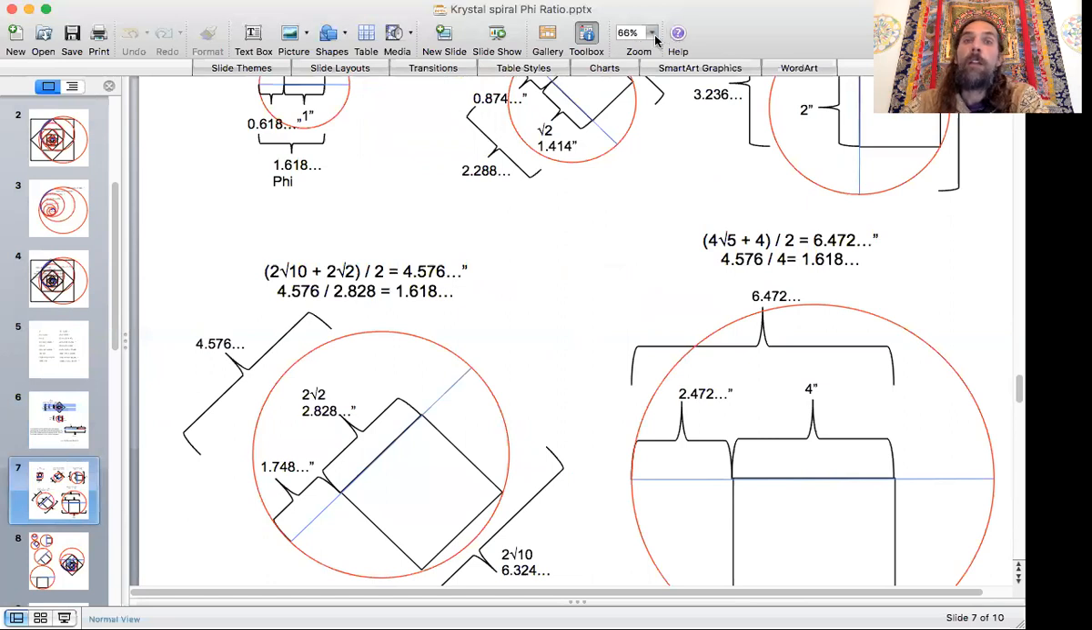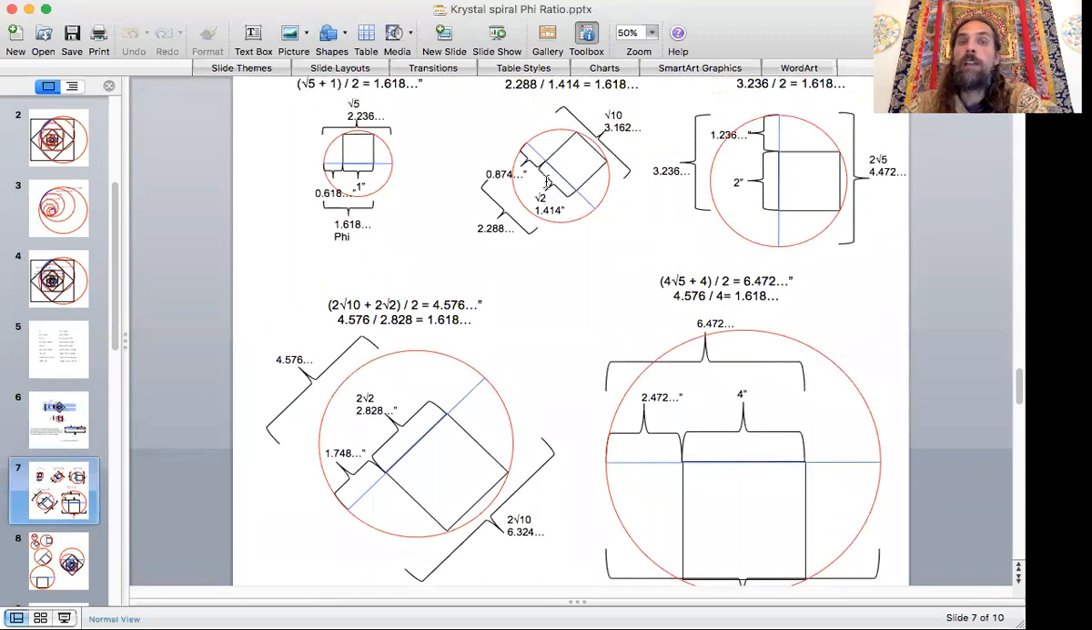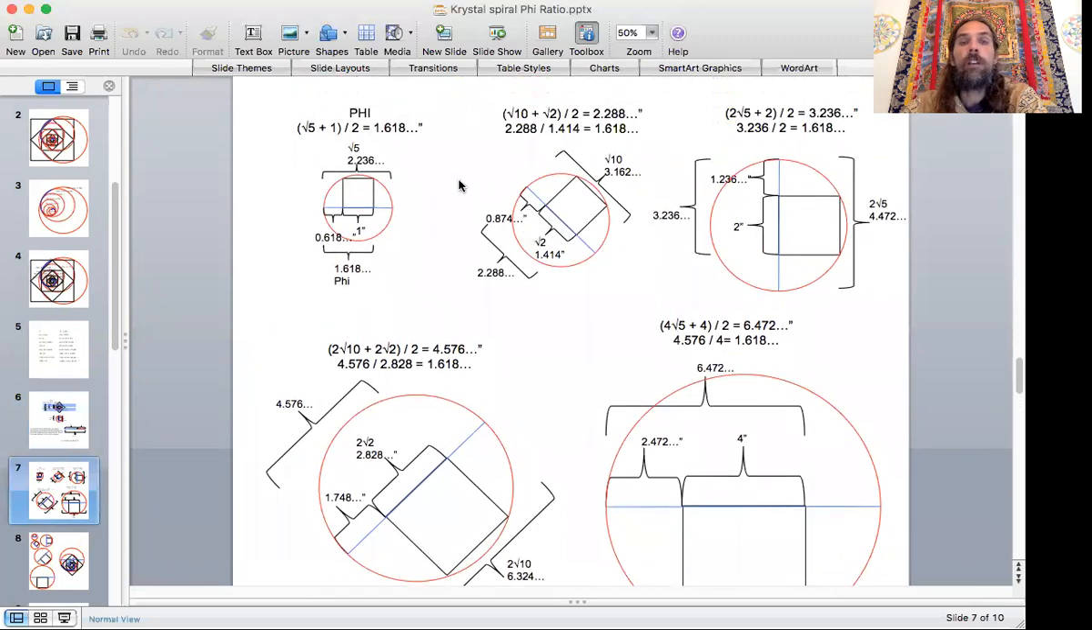So, well, this morning I decided to go ahead and do this for a couple of these examples. I pulled these right out from the original Krystal Spiral, and these are just pieces of it. Here's our first one, the 1 inch square that we were working with, and then we've got 1.618, and there's the formula. So I said, okay, let's do this with the next one in line.